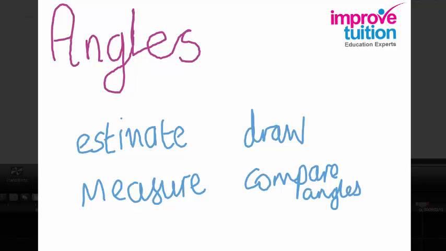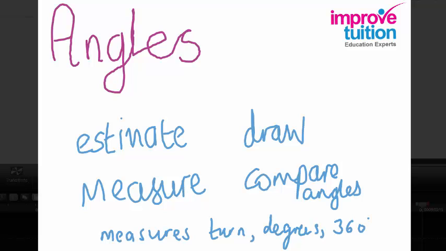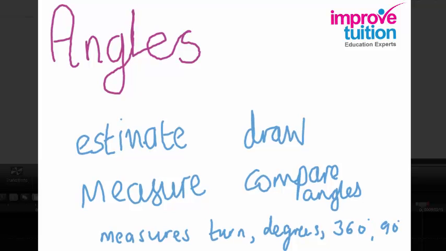So an angle is a measure of turn. It measures the turn. Angles are measured in degrees. A full turn is 360 degrees, whilst a quarter turn is 90 degrees. So that's a right angle. A quarter turn is 90 degrees.